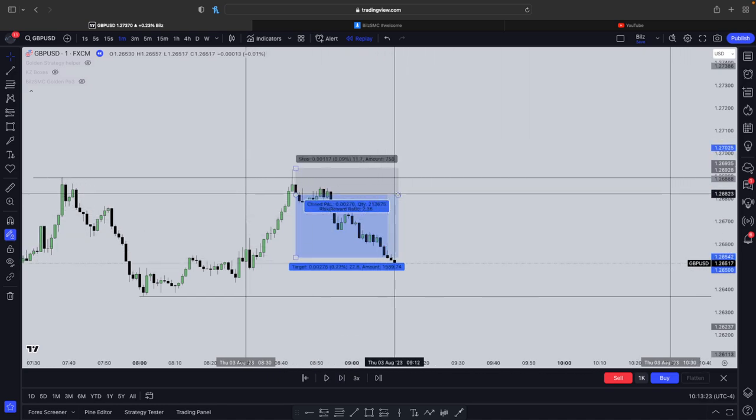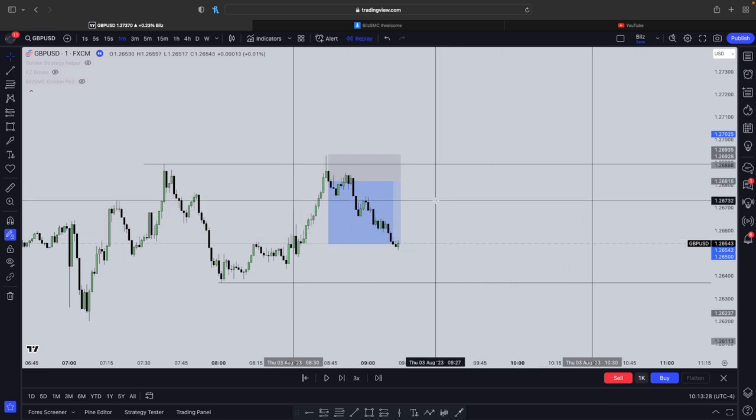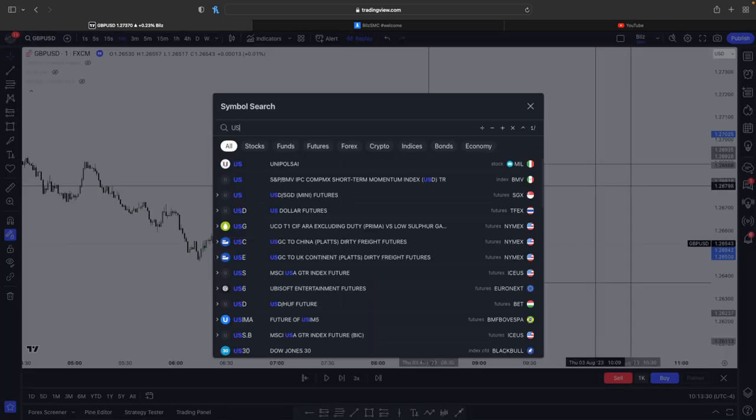And as you can see, 1 to 2.36 RR. Touch take profit, and the win rate is so high that almost every single time it is going to touch take profit, which is very nice. So now let me show you another example on US 30.